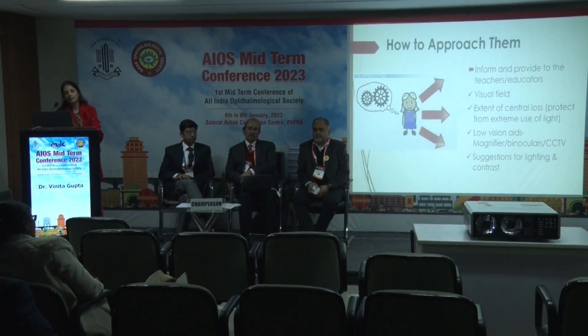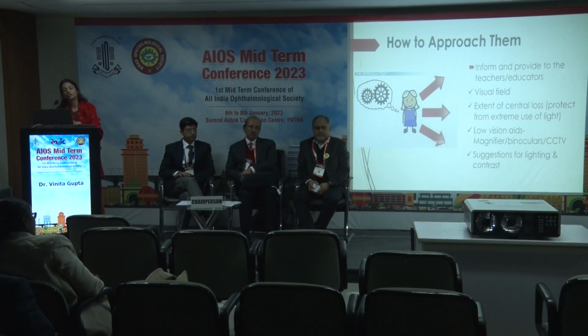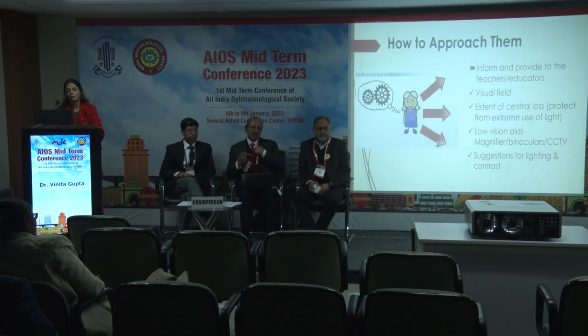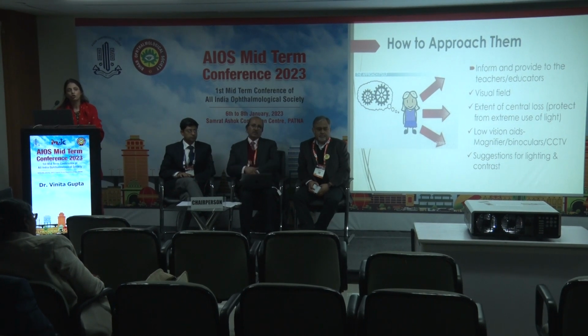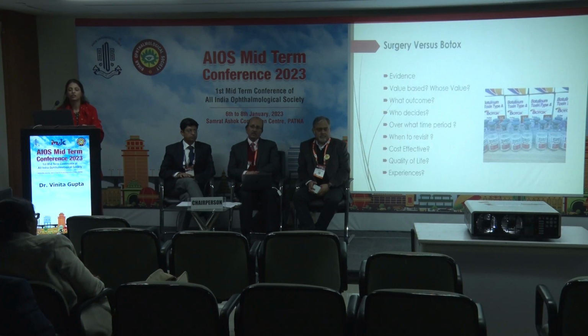Besides this, also inform the educators and teachers of these children, who are under special therapies. Give them information regarding the visual field, the central visual field loss, the various types of visual aids which may work for them, and especially the conditions of lighting and contrast which may work for them.